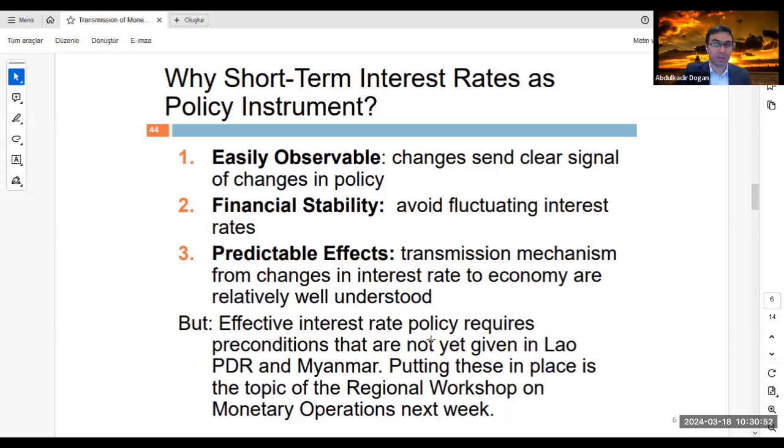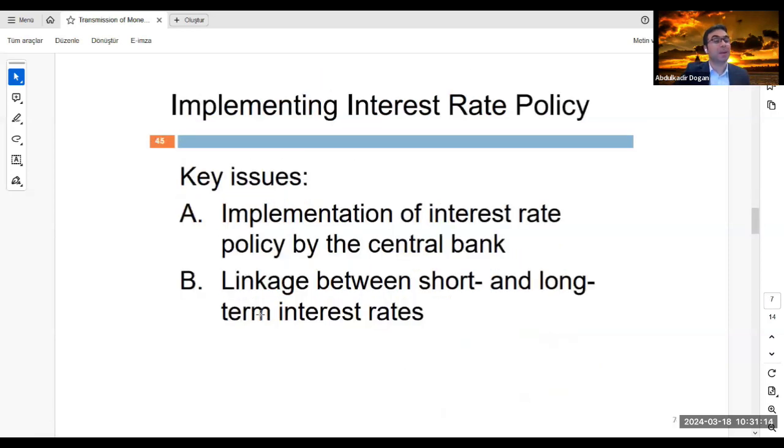effective interest rate policy requires preconditions that are not given in Lao PDR or Myanmar. These are some examples from our slides. I will put these places in the topic of the regional workshop on monetary policy in the next couple of weeks, where I will cover the implementation of monetary policy as well. But here, you should understand how we are implementing interest rates. Okay, how we are changing the interest rate, then we will directly determine the real asset prices in the market.